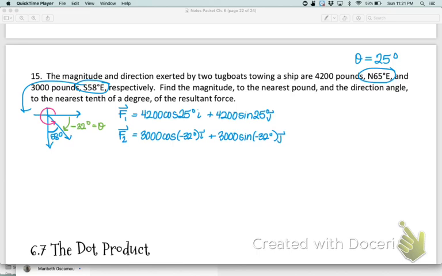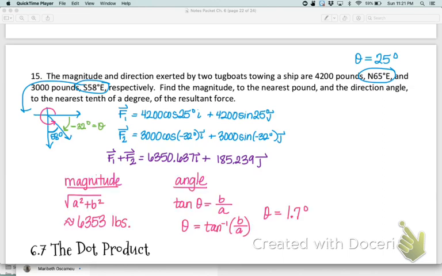Once we have F1 and F2, now we need to find the resultant vector F1 plus F2. And once we have that information, we now have the values of A and B that we need to be able to answer the two parts about finding the magnitude and finding the direction angle. And there you go. You should get a magnitude of 6,353 pounds, and you should get an angle of 1.7 degrees. And now you know all kinds of things about vectors.